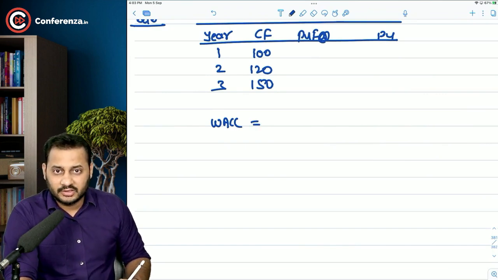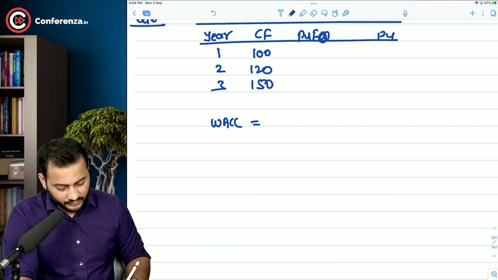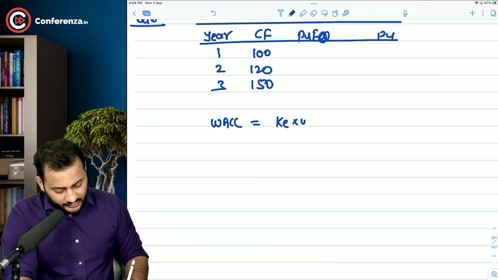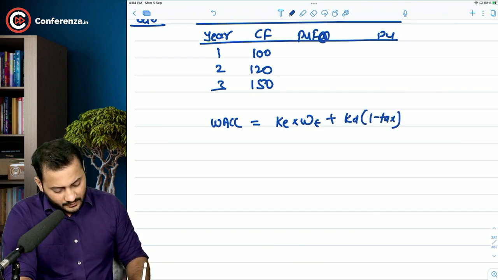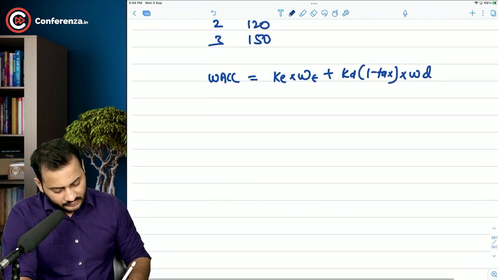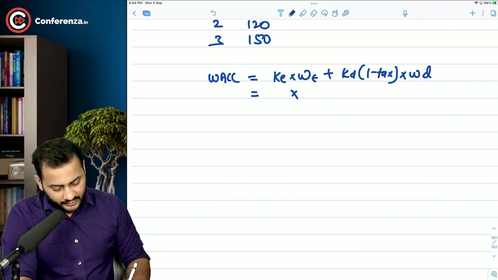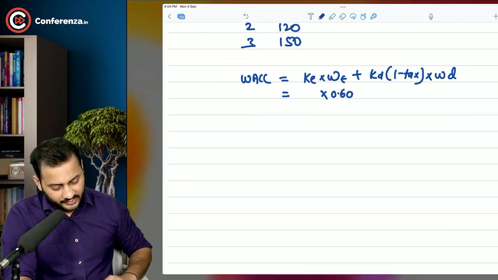because these are the firm's cash flows, what we are going to assume, it will be cost of equity into weight of equity plus cost of debt into 1 minus tax into weight of debt. Now understand, cost of equity can be calculated using the CAPM method. Weight of equity is 60% if I am right.